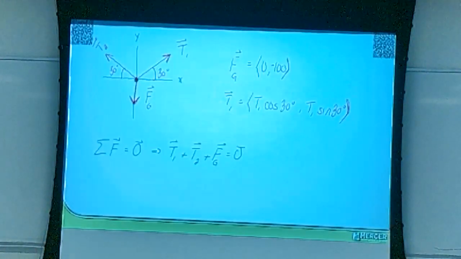T1, the x component would be the magnitude of T1 times cosine of the angle. All right, and then the y component would be the magnitude times sine.